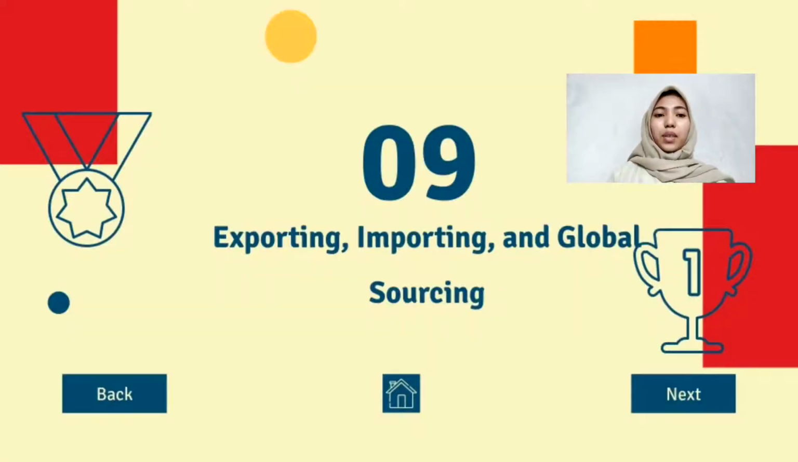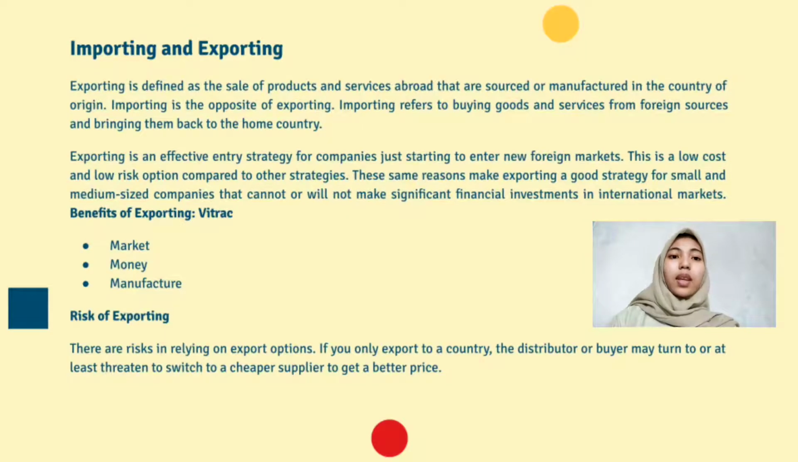And next, Chapter 9, Exporting, Importing, and Global Sourcing. Importing and exporting. Exporting is defined as the sale of products and services abroad that are sourced or manufactured in the country of origin. Importing is the opposite of exporting. Importing refers to buying goods and services from foreign sources and bringing them back to the home country.